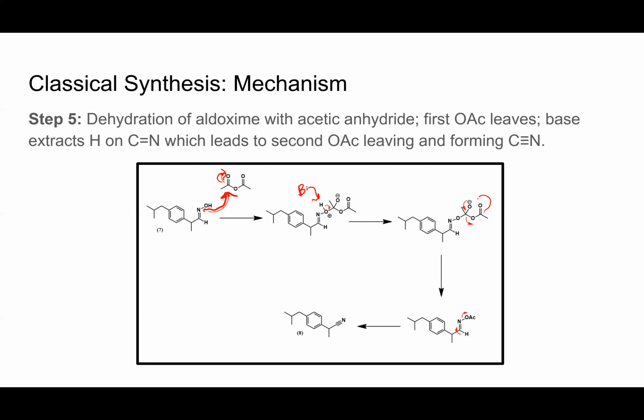After that step, we realize we have one more OAc group bonded to the nitrogen, and since we want to get a C triple bond N, a base comes in, extracts the hydrogen, the bond moves to form the C≡N bond and the OAc leaves, giving us our nitrile.